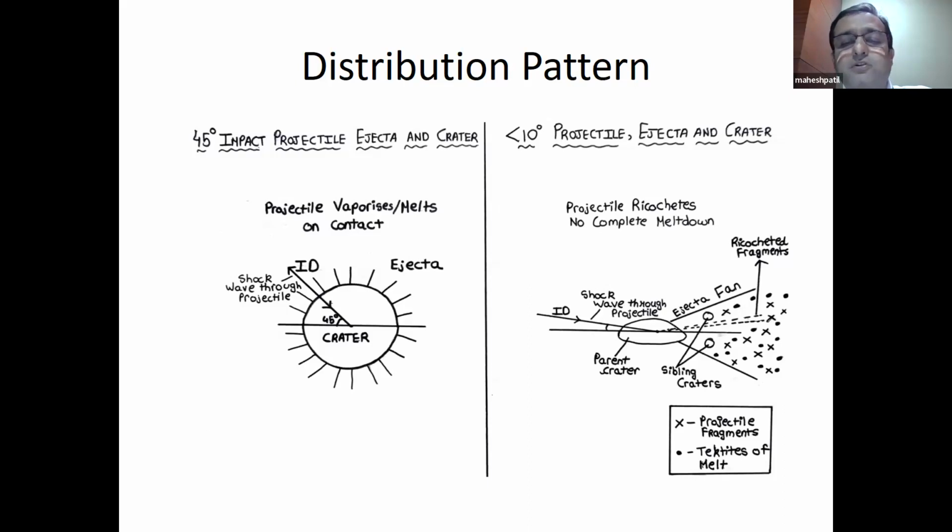So in this case, the projectile doesn't melt, rather it ricochets, and some of the projectile fragments keep traveling in the same direction at more or less similar velocities, equivalent to the initial velocity. And thus it is a strewn field concentrated within a narrow fan. Second, it is a mix of two types of tektites: one is projectile fragments, and second is the impact melt.